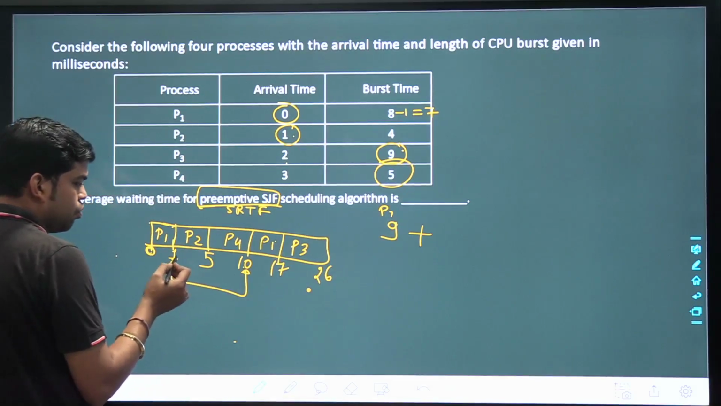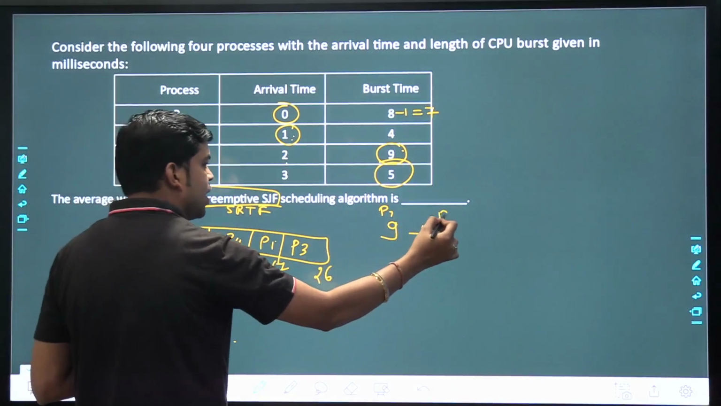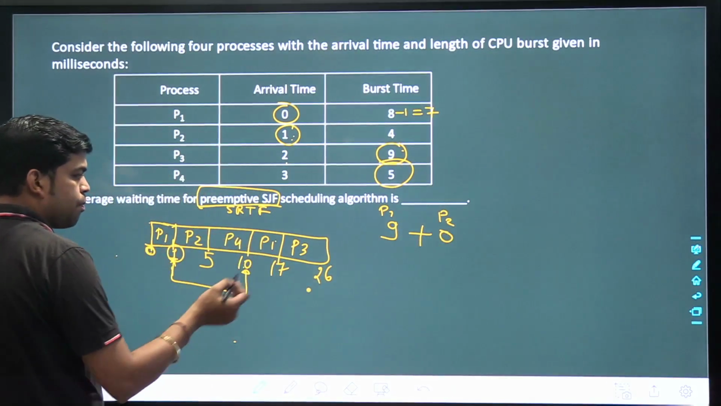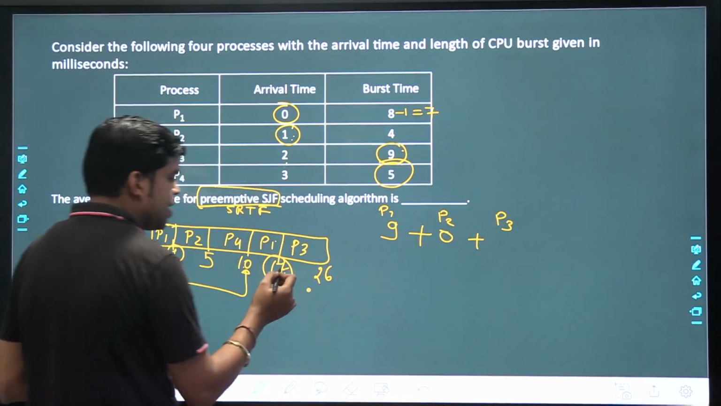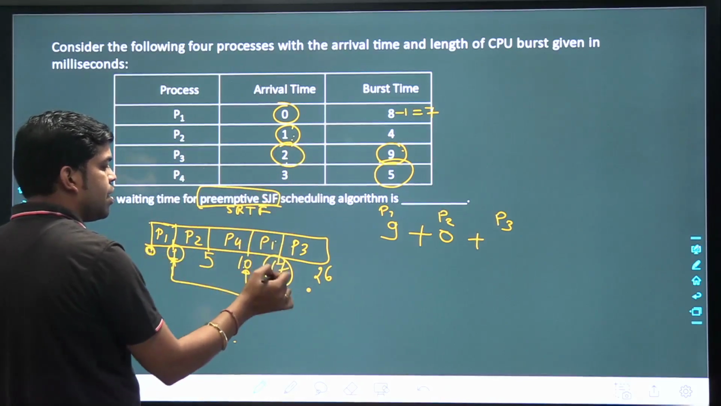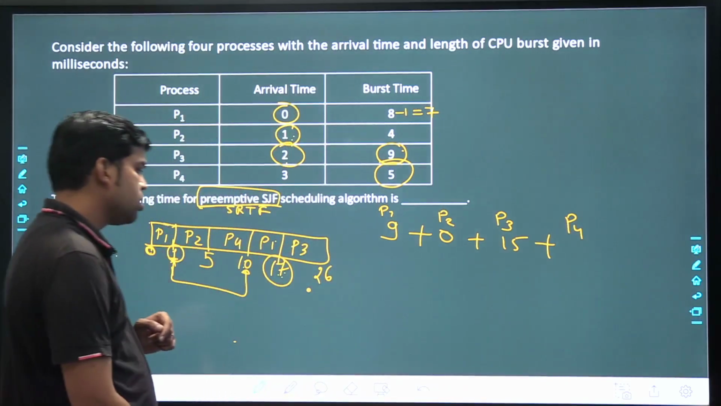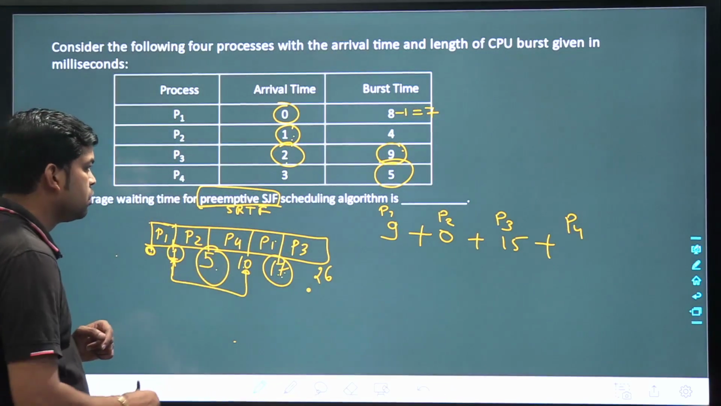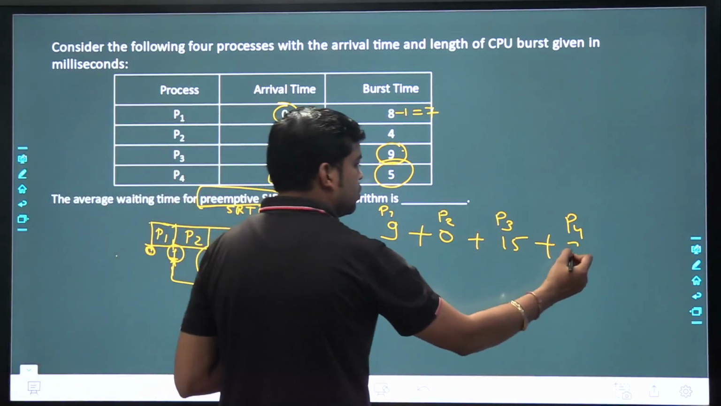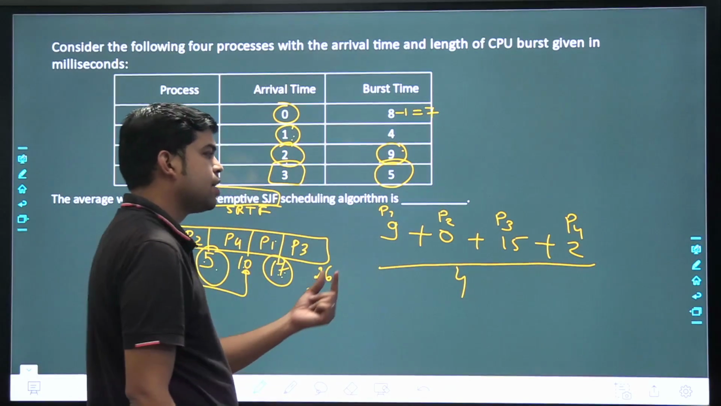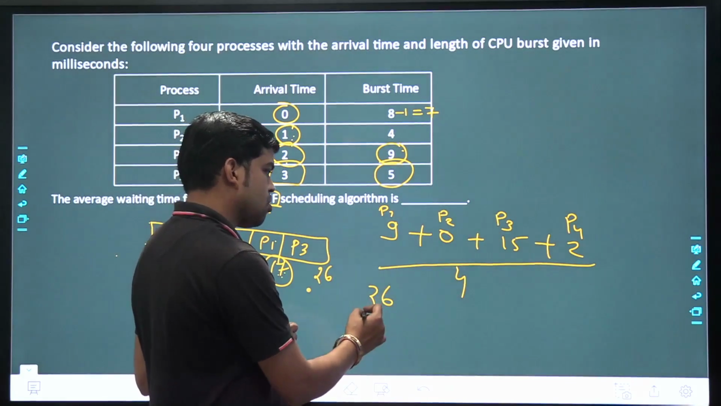Waiting time of P2: the CPU is allocated to P2 at 1 and it arrives at 1, so there is no waiting of P2, that is 0. For P3, the CPU is allocated at 17 and it arrives at 2, so 17 minus 2 is 15. That is the waiting time of P3. And for P4, the CPU is allocated at time 5 and it arrives at 3, so 5 minus 3 is 2. Now divide by 4. So 9 plus 15 is 24, plus 2 is 26. Got it? Divide by 4.